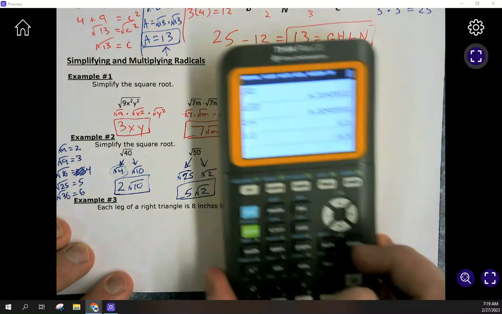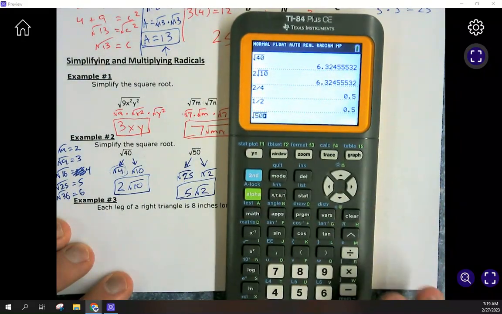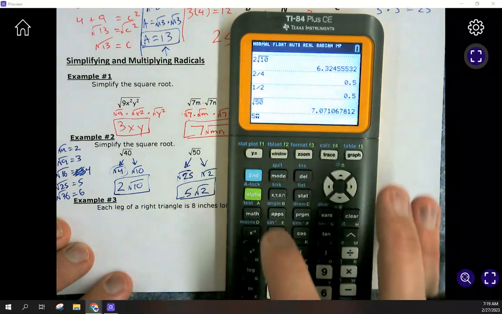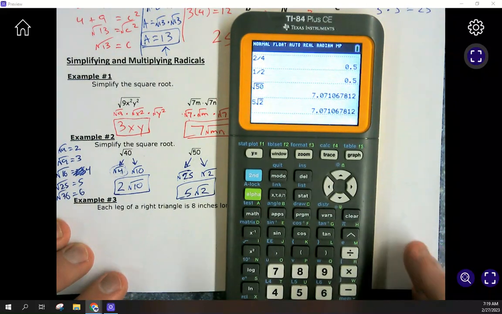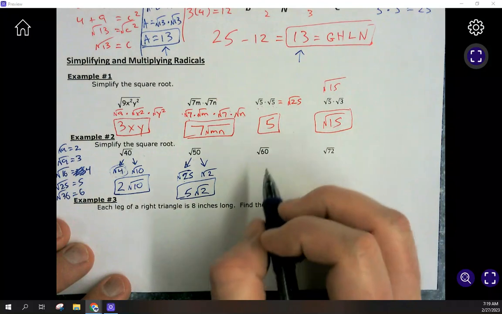Remember, you can always check your answers on these. Take the square root of 50, then punch in 5 square root of 2, and make sure you do get the same answer, and then you know that you're good.